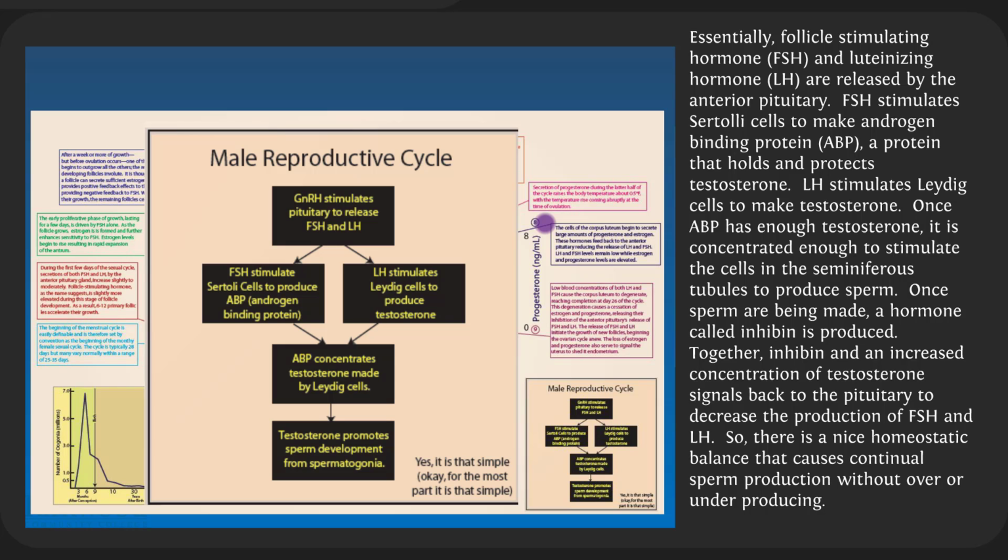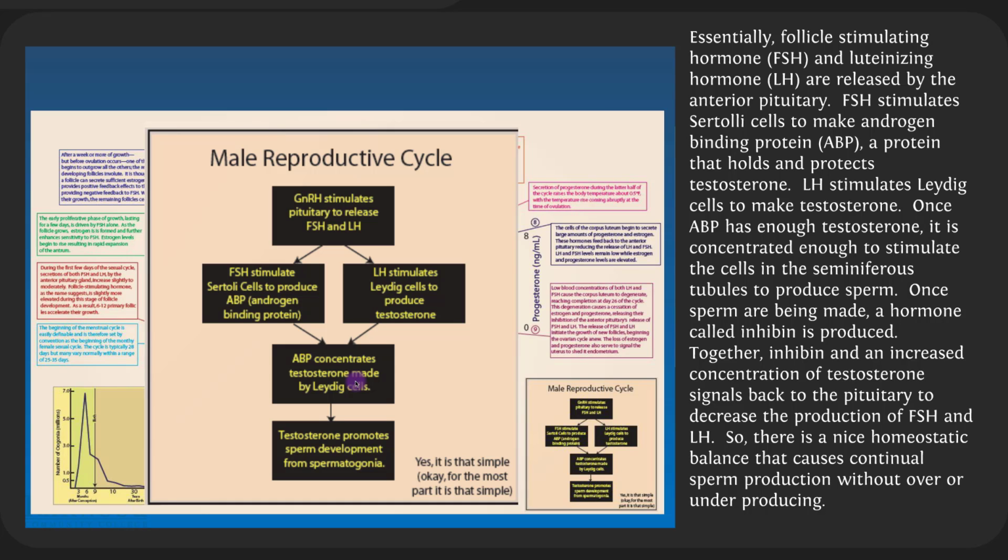The gist of it is follicle-stimulating hormone and luteinizing hormone are released by the anterior pituitary. Follicle-stimulating hormone stimulates something called Sertoli cells to produce androgen-binding protein, a protein that holds and protects testosterone. Luteinizing hormone stimulates Leydig cells to make testosterone. Once androgen-binding protein has enough testosterone from the Leydig cells to stimulate seminiferous tubules to produce sperm, then they'll release that testosterone. So ABP concentrates testosterone made by the Leydig cells.